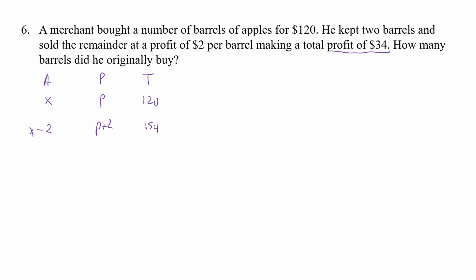And so now we have it set up so we can solve for our middle column. P is 120 over X, and P plus 2 equals 154 over X minus 2. Now again, we can plug that in there, and so we get 120 over X plus 2 equals 154 over X minus 2. And then we're going to multiply by our LCD.